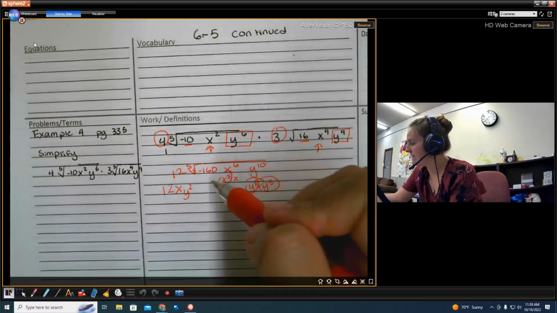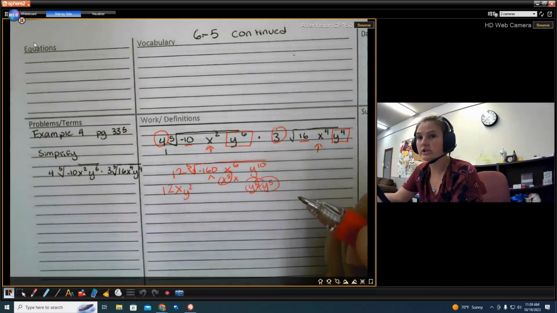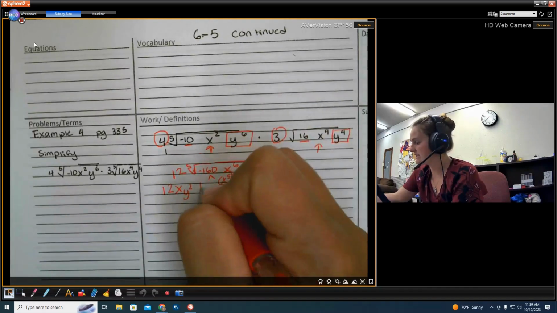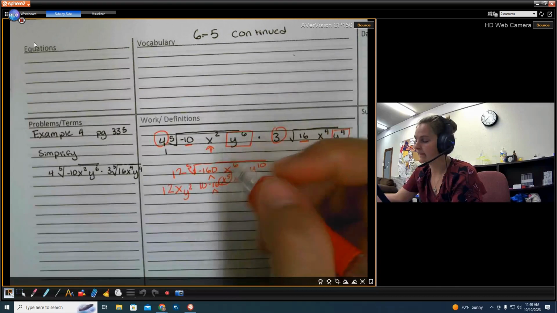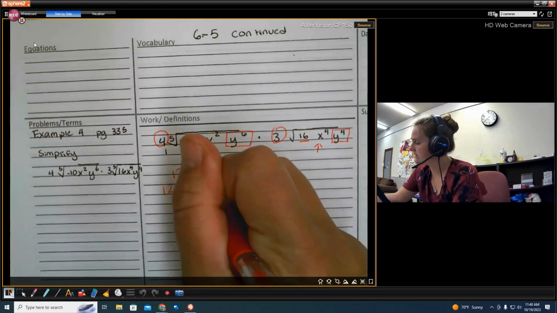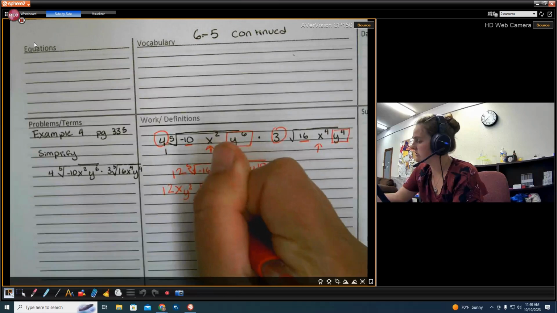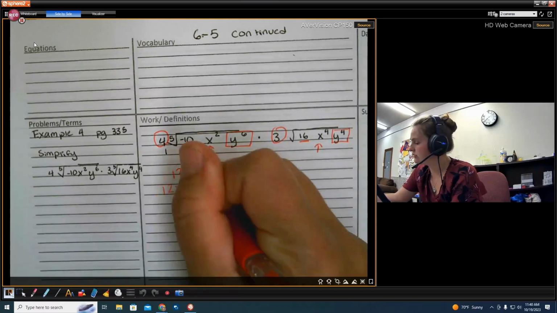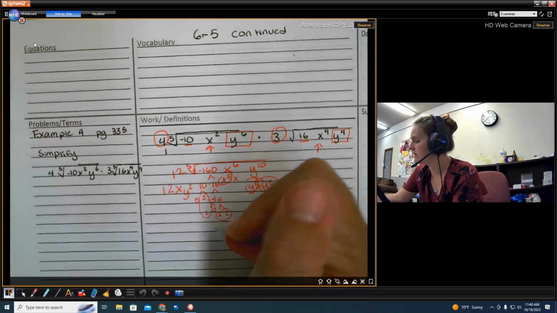Okay, and then our 160, we are going to see what we can pull out of it. I see a 10, so I'm going to go with that first. Negative 16. So negative 4 and positive 4. 5 and 2. 2 and negative 2. 2 and 2. So I have two groups of 2 that I can pull out, and the 5 and the negative 2 are left over.